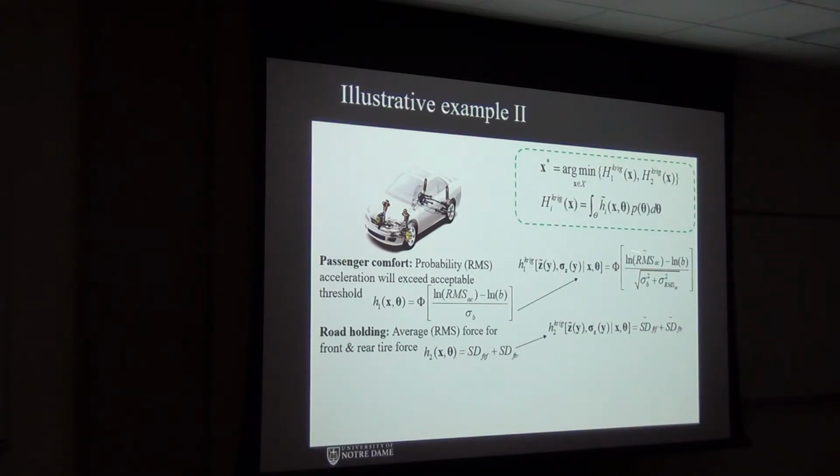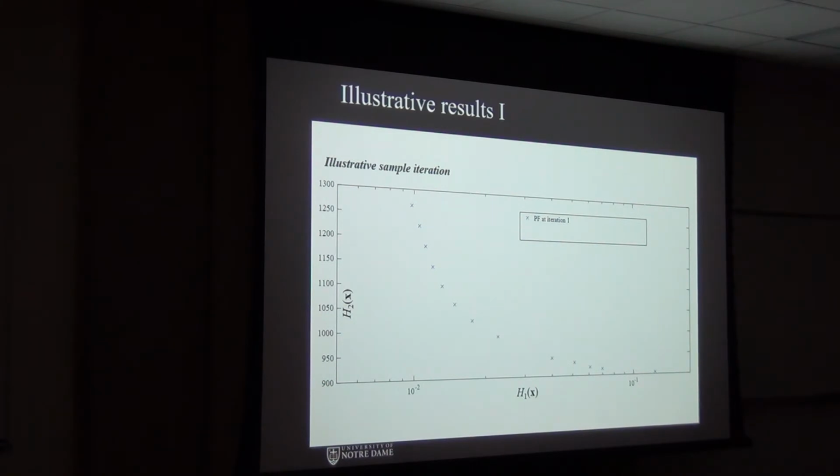If you wanted, you can easily calculate the derivatives. They look something like this, but you have all this information readily available from your meta model formulation. So quickly, some illustrative results of how the iterative process works. This is the Pareto front in the first iteration.